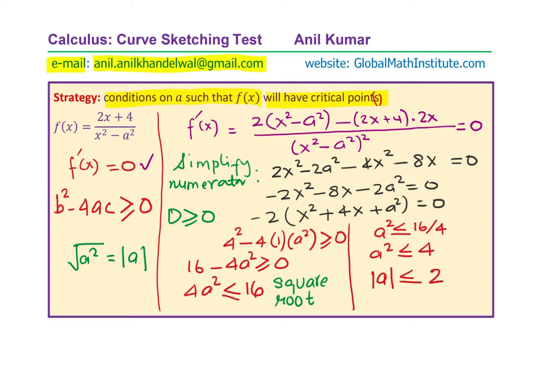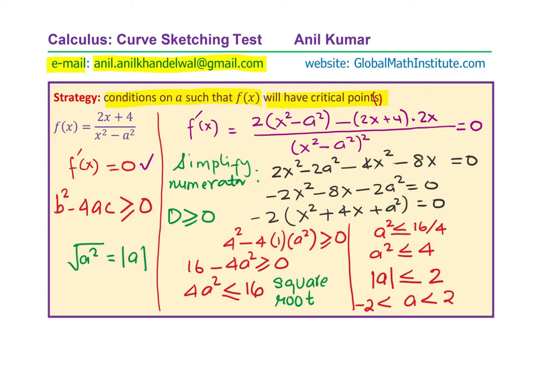So absolute value of a should be within plus or minus 2. That is to say that a is between 2 and minus 2. Right? This is the solution of the inequality a square less than or equal to 4. Right? Clear? How did we get that?